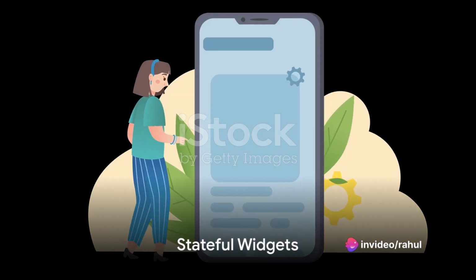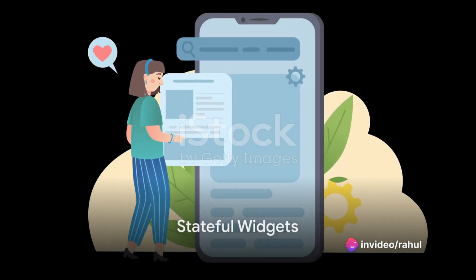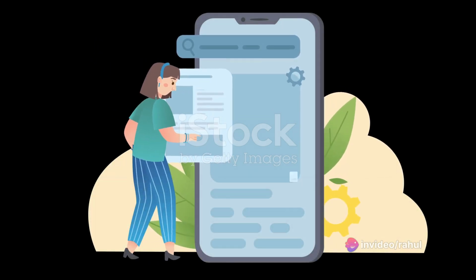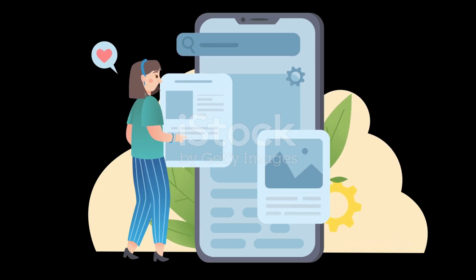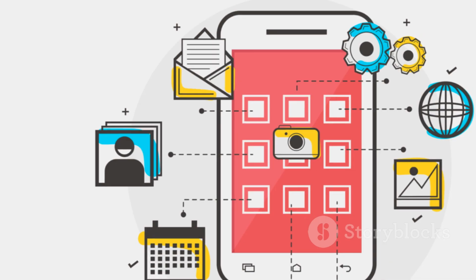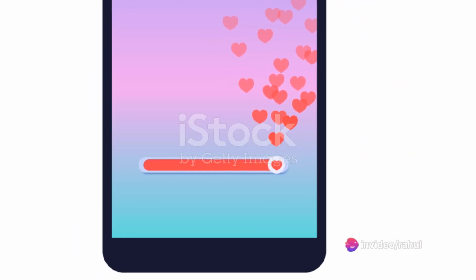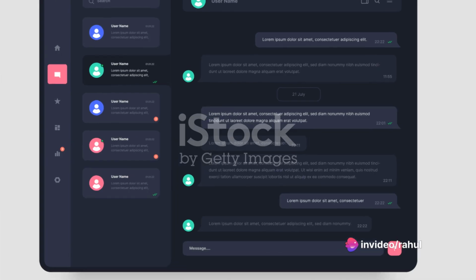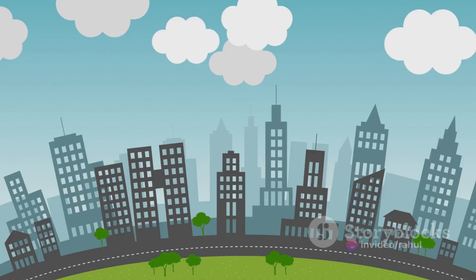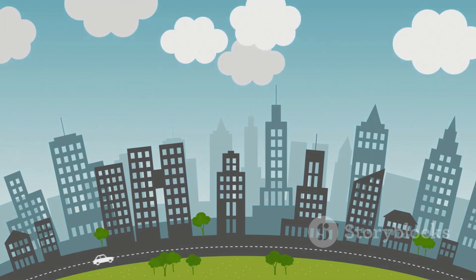On the other hand, stateful widgets are the variables of the Flutter world. They are mutable, meaning they can change and update their properties during their lifetime. These widgets are associated with a mutable state object, which is an instance of a class that extends State. Changes in state trigger the rebuilding of the widget's UI using the build method.